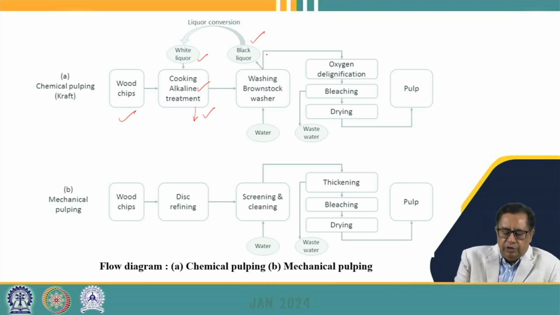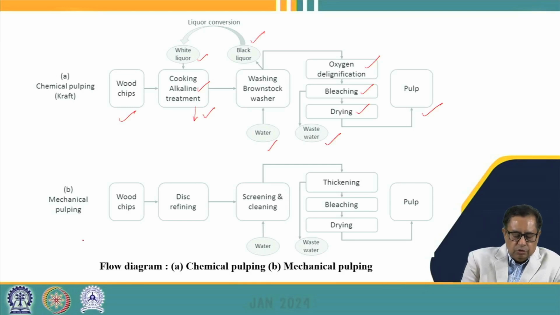And now the digested wood generated from here is taken to the delignification process, to the bleaching and drying process, and finally the pulp is formed. So here a lot of wastewater is generated from the bleaching process. Wastewater is also generated from the washing of brown stock.